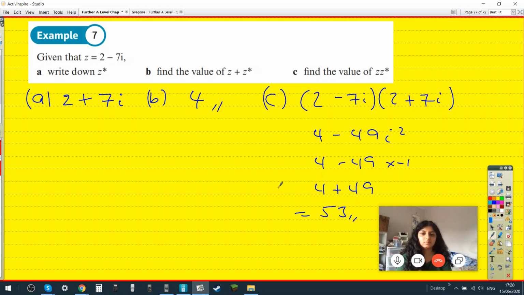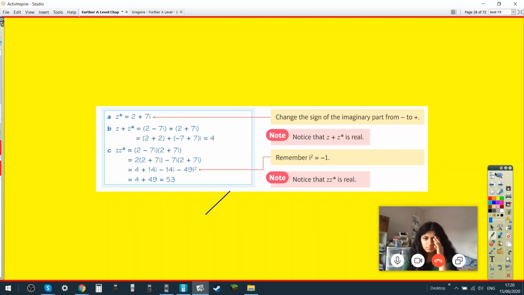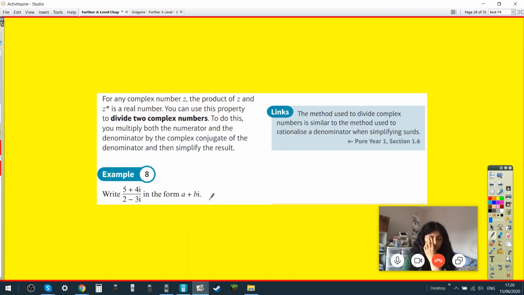What do you notice about the answer for part C? What's the main difference between these numbers? There's an i in the question and there isn't in the answer. Yep. So just like getting rid of a square root from the denominator when rationalizing the denominator, this is essentially rationalizing a complex number, making it real. Maybe that's what rationalizing means.